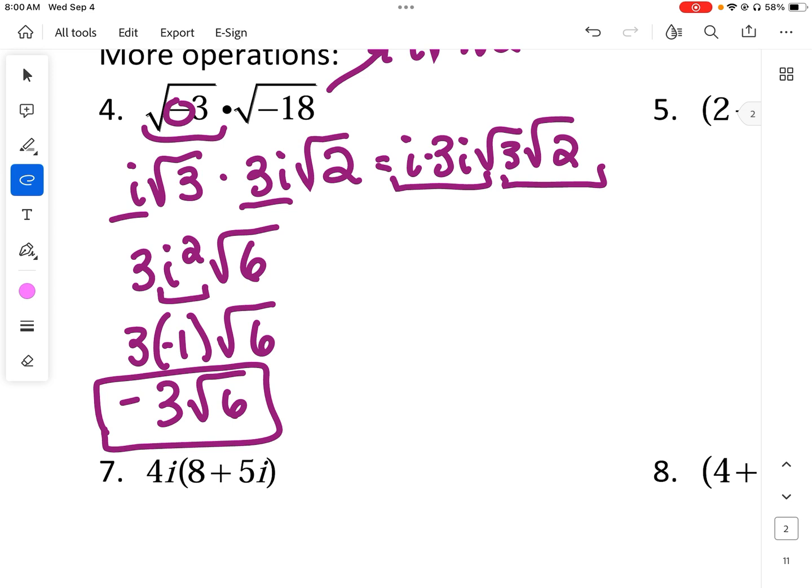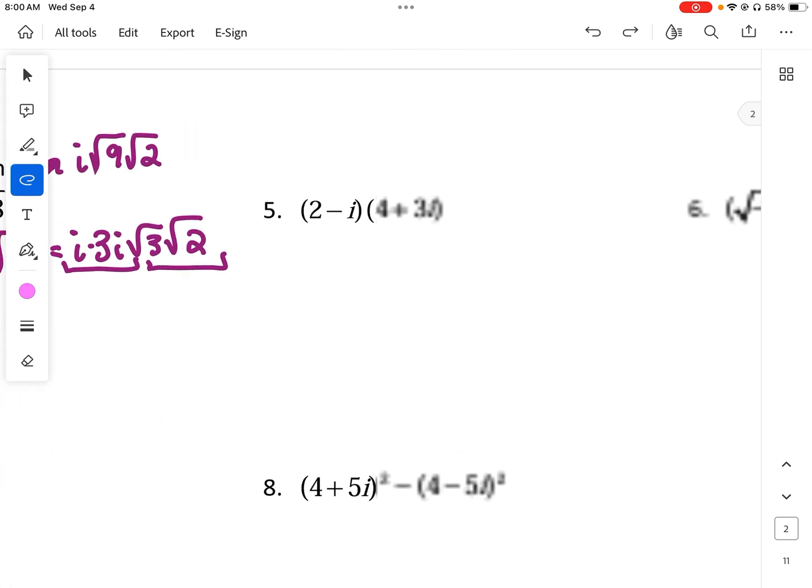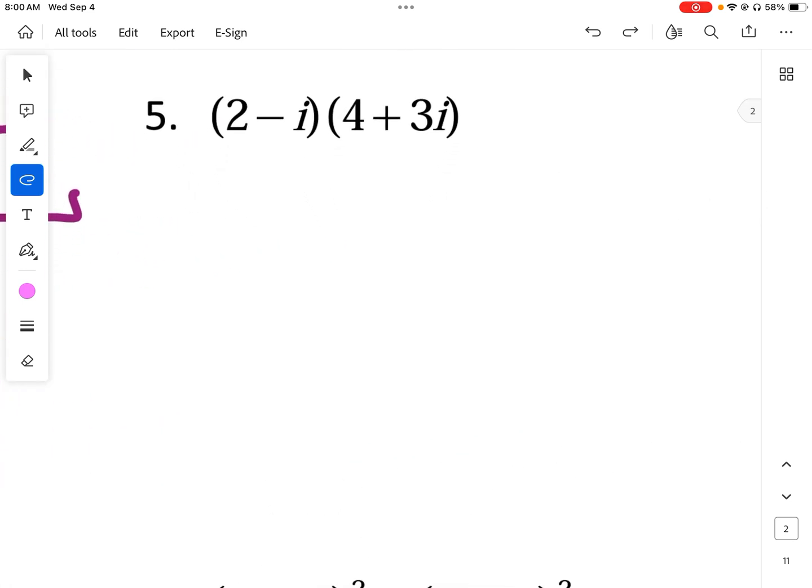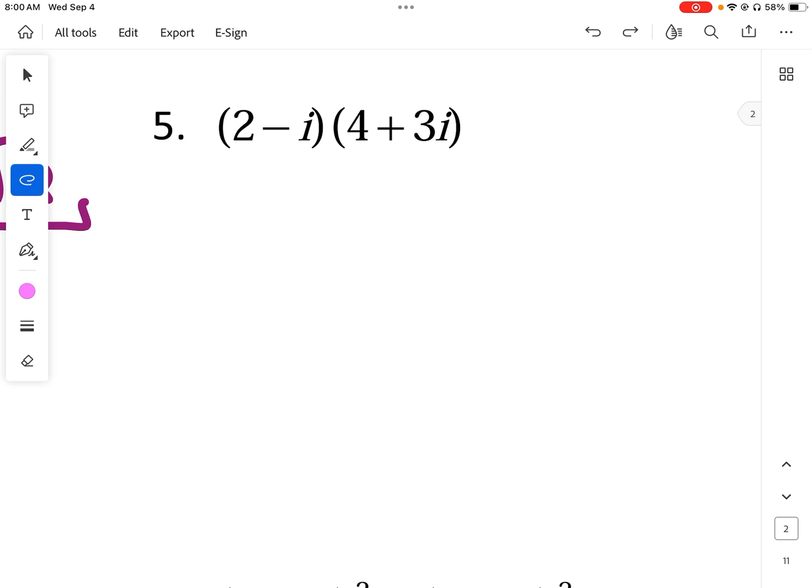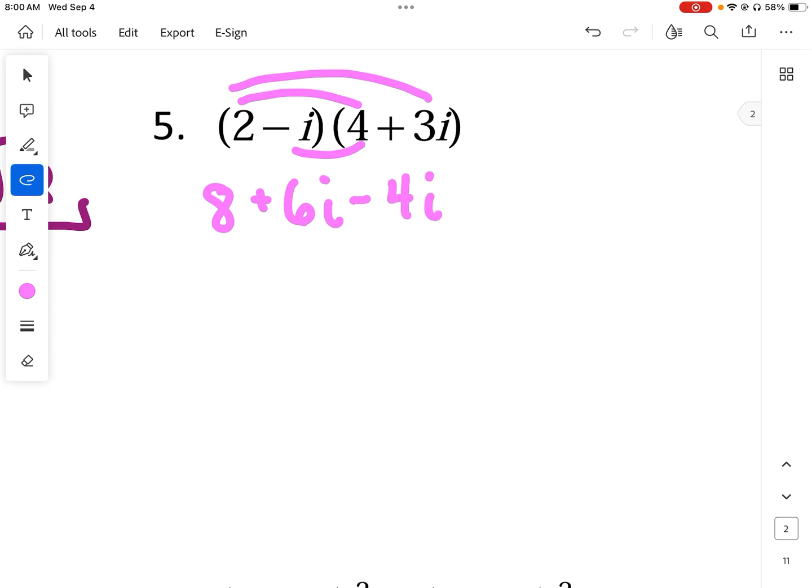Okay, let's go to the next one. All right, this is multiplying. So some of you might like FOIL, some of you might like the box method. It's really up to you. I'm going to, for space, go ahead and do FOIL. 8 plus 6i minus 4i minus 3i squared.